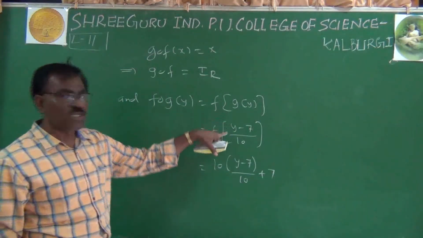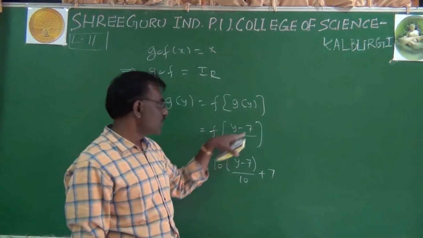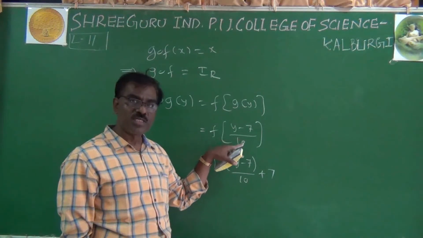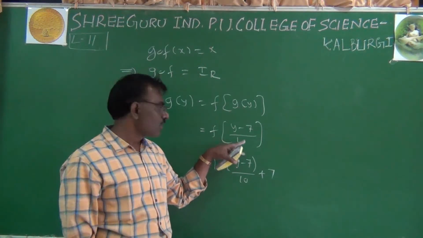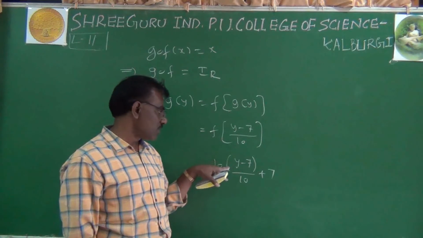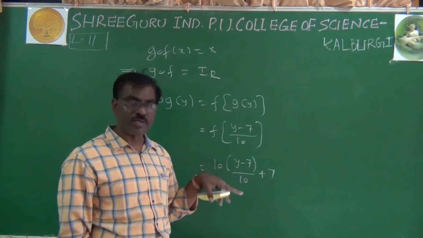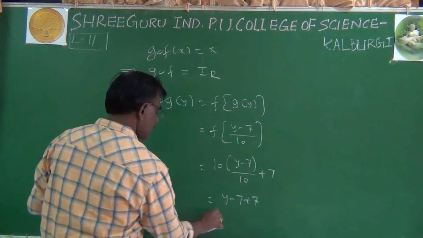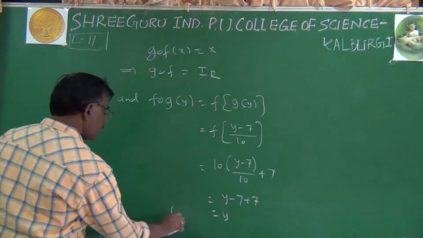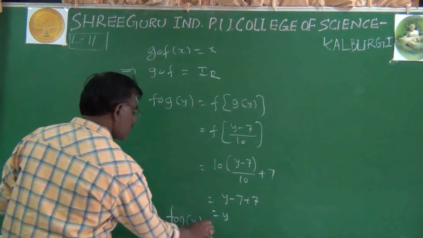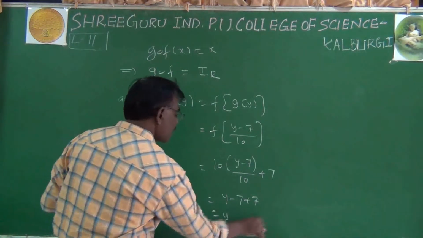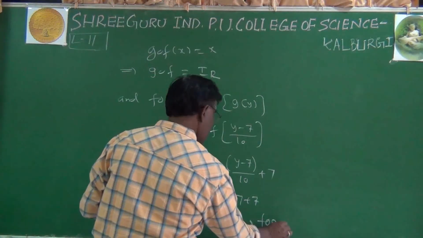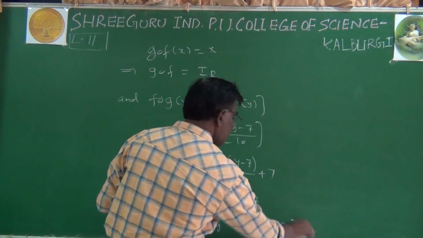First you can substitute in g of y. g of y is (y minus 7) by 10. Assuming this is x, put it in f of x. So wherever x is, put (y minus 7) by 10. So 10x plus 7, the 10 cancels: y minus 7 plus 7 equal to y. So f composition g of y equal to y. It implies f composition g equals I suffix R.